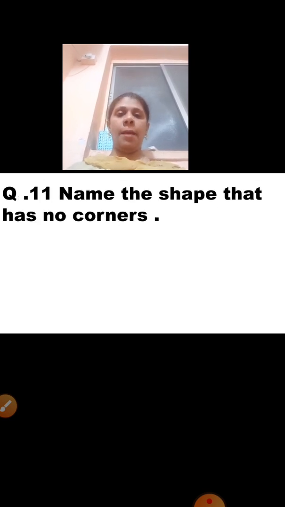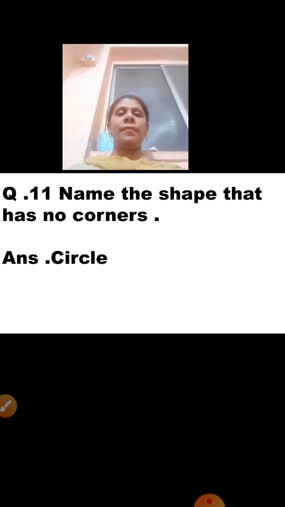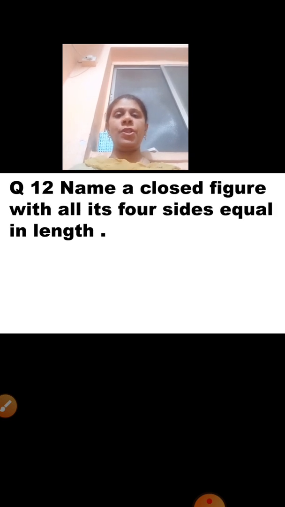Now name the shape that has no corners. This also we did. Name the shape that has no corners, means it has no corner, no edges. Which shape is that? Think and tell me. Correct. Circle. A circle has no edges and no corners. So name the shape that has no corners. Circle. Okay. Now next question.